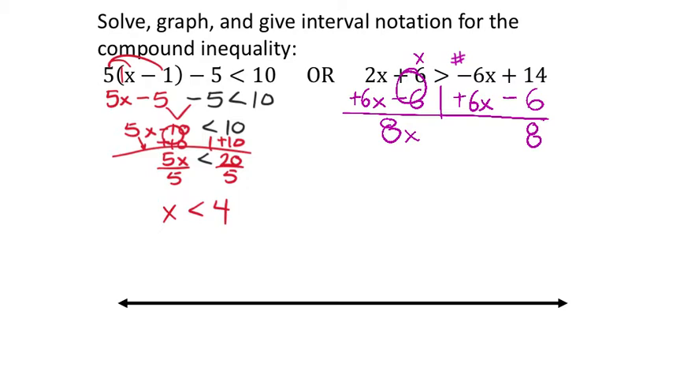Oh, this is going to set up very nice again. Coefficient is positive, so I'll divide both sides by that coefficient, 8. And it makes it a little bit smaller. x is now greater than 1. So here's my statement. x is less than 4, or x is greater than 1.